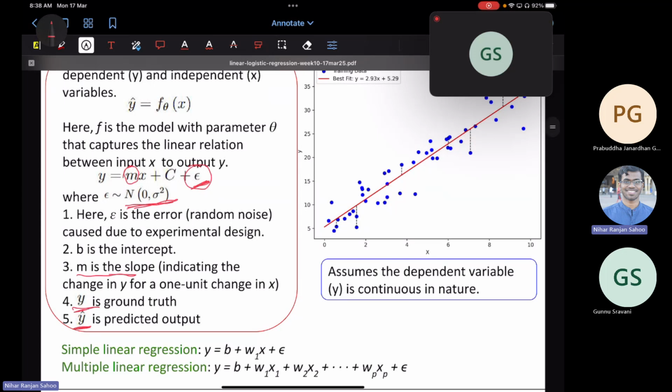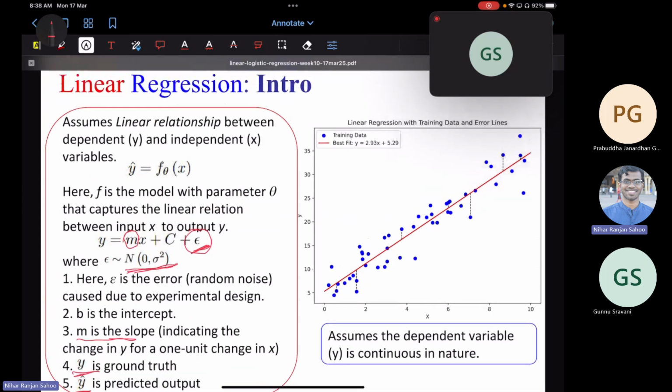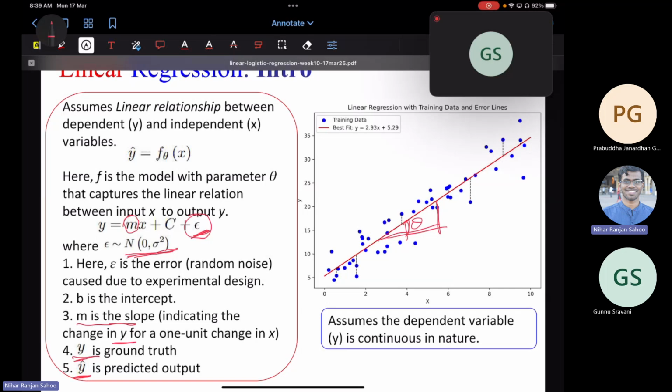Whatever this line is, this is a one-D feature, so you can easily visualize. So x and y, and there is a slope here. If you try to fit this line for this given regression data, whatever slope you're getting, so let's say this is the slope. What this slope tells is the change in y for one unit change in x.